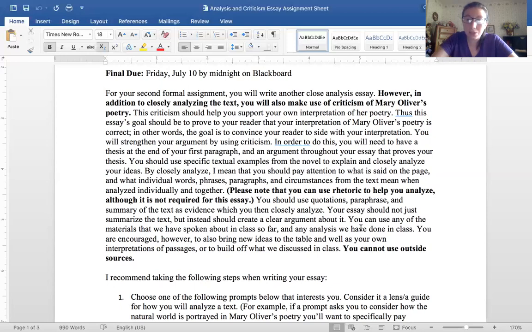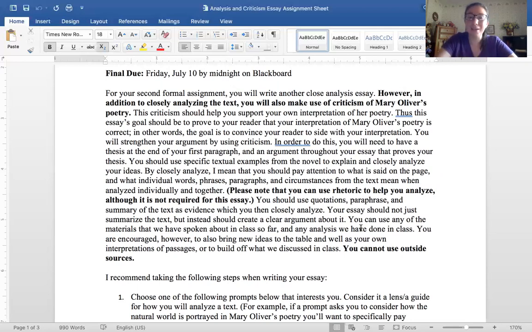Essentially, I'm asking you guys to use the Pease model for how to build an argument and write a good, strong paragraph again here. So make sure that you go back and consult some earlier lessons if you need a refresher on that. You should use quotations, paraphrase, and summary of the text as evidence, which you then closely analyze. Your essay should not just summarize the text, right? Don't just tell me this is what happened. Mary Oliver saw some geese. She looked at some hummingbirds. She smelled the poppies. No, you have to do more than that, right?